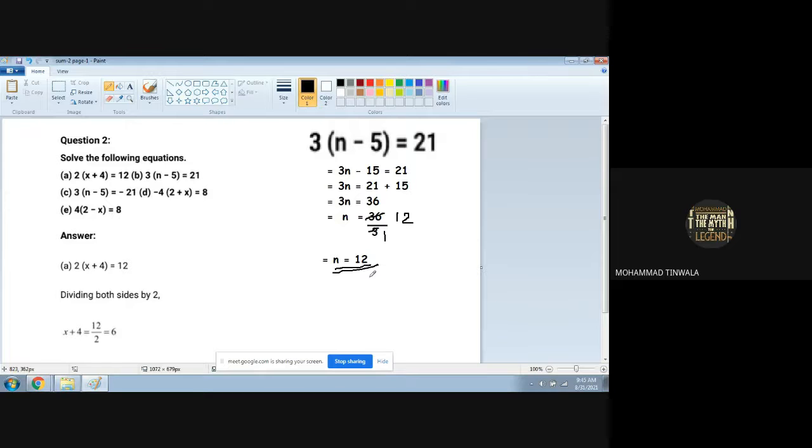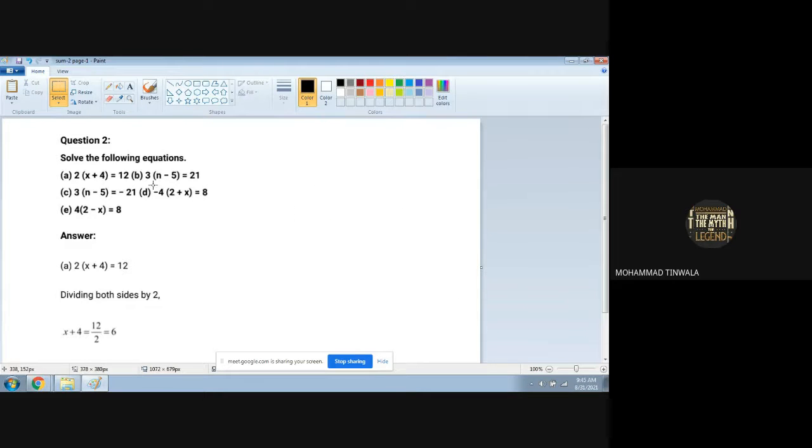Now check out, do you find any difficult one? That sum I will solve for you. Sir, number D. Number D. Okay. I'll solve number D for you. Chalo. Number D is minus 4 into 2 plus x is equal to 8.